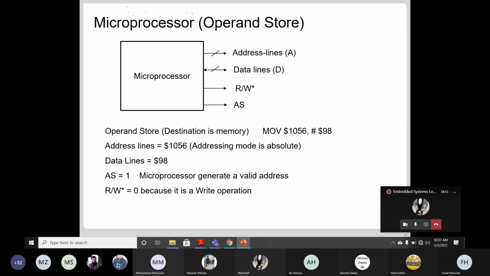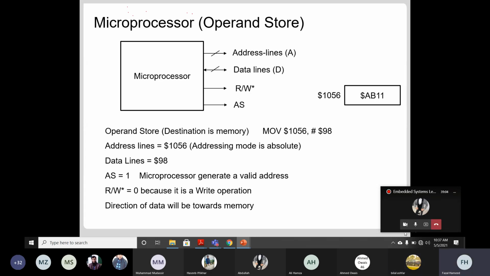Now the direction of the data will be towards memory or from memory? Towards memory. Let's assume this is the memory location, $1056. So this is the memory address. What is the content of this memory location? Old data. What will be the new data? $98. Am I right or not?